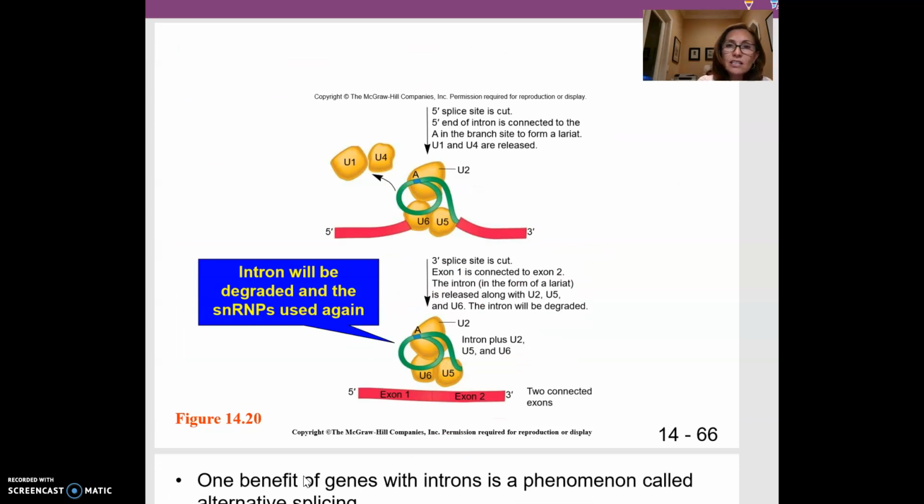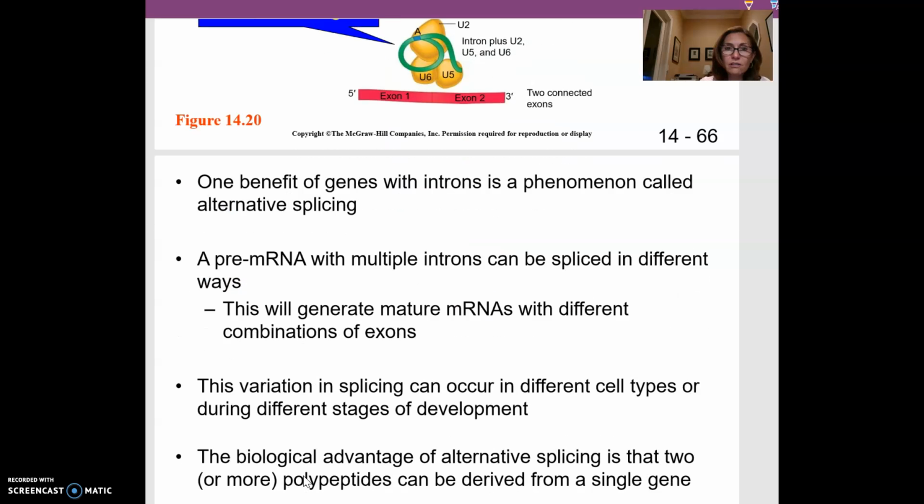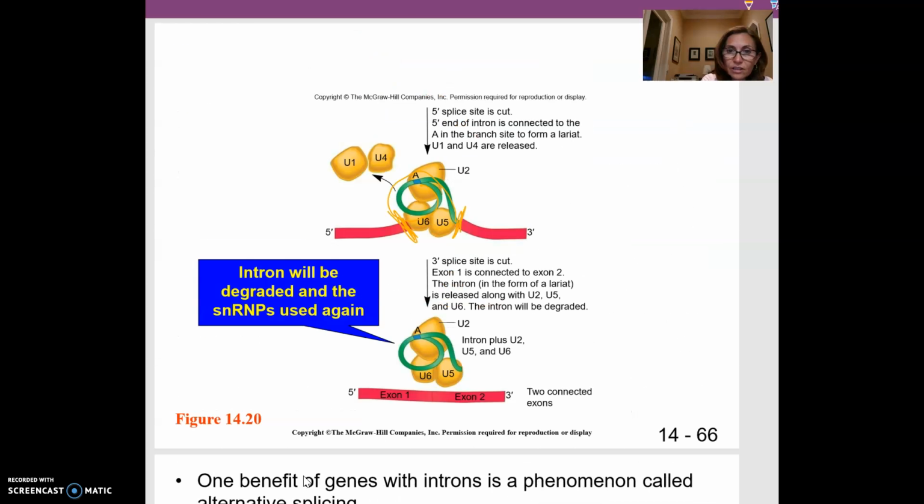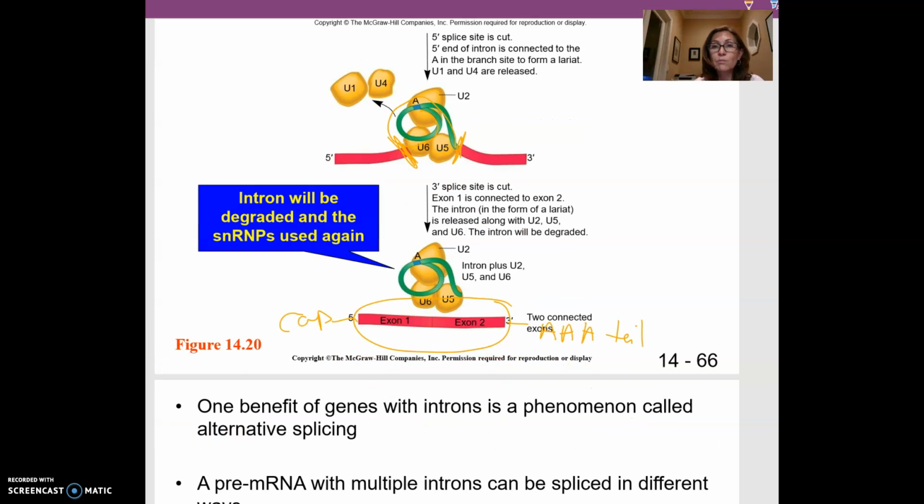When this happens, this lariat formation occurs, and exonuclease activity can occur. So remember, exonuclease means that you're cutting nucleic acids. They act like an enzyme here. These two exons are glued together, and if this protein only had 2 exons, and some of them do, you would have a mature messenger RNA as long as you have the cap and the poly A tail on the 3' end.